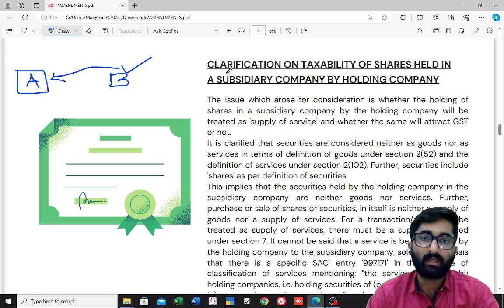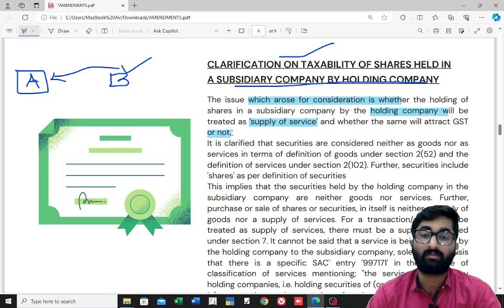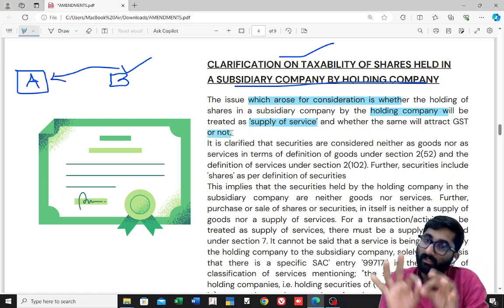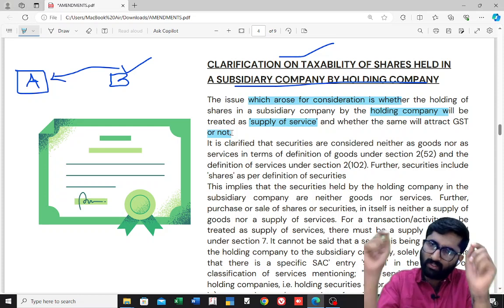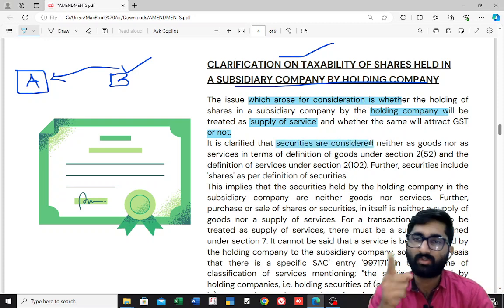So the issue is clarified on the taxability of shares held in a subsidiary company by a holding company. The issue which arose for consideration is whether holding of shares in a subsidiary company by the holding company will be treated as supply of service and whether it will attract GST or not. Is there any GST on just holding shares? That was the issue. It is clarified that securities are considered neither as goods nor as service.